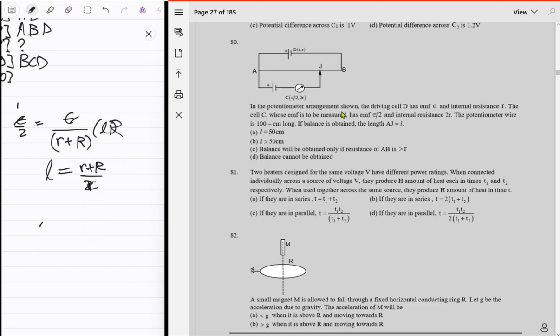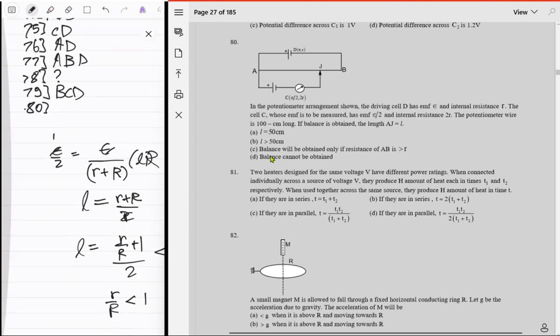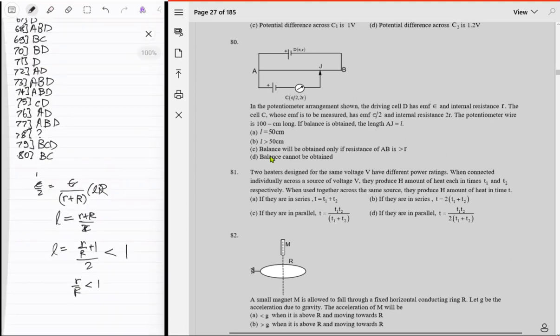So basically it will be like L is equal to R upon R plus 1 upon 2. So this quantity has to be less than 1, otherwise where would you place the jockey? So that means R upon R is less than 1 as well. Understood. So yes, C is correct, D is correct. Balance cannot be obtained: D and C. Next question, 81.